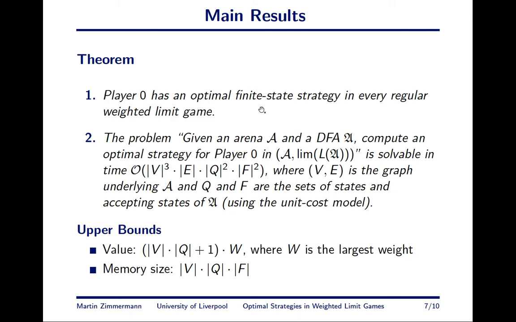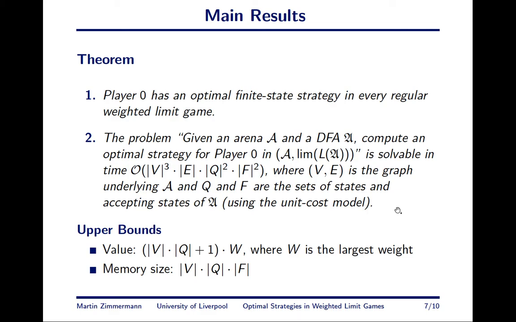And furthermore, the problem, given a finite arena A and a DFA for the winning condition, compute an optimal strategy in the induced game, can be solved in polynomial time, in the number of vertices and edges of the graph, and the number of states and accepting states in the automaton, where we use the unit cost model to deal with the weights on the edges. Okay?